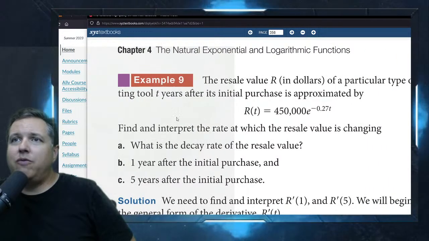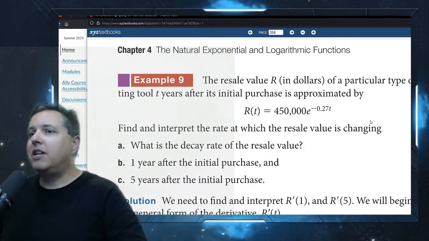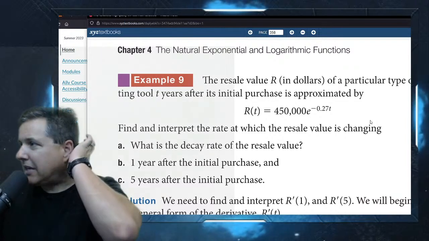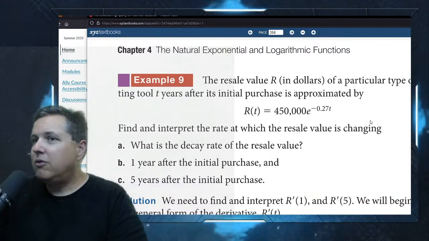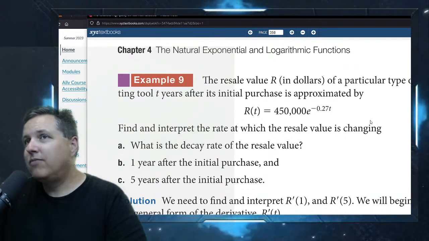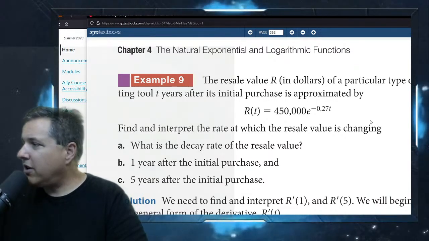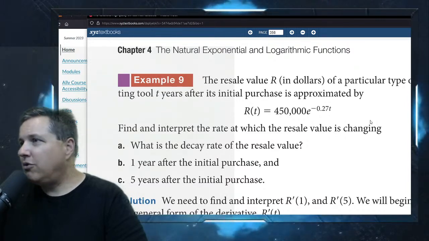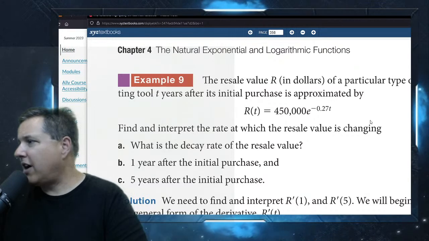So what do we want to do? Find and interpret the rate at which the resale value is changing. Now just think about it for a minute. What kind of function do we expect to see? Would you expect to see an increasing function or a decreasing function? Well, when you buy machinery, in this case a laser cutting tool, does that machinery usually go up in value or down in value?